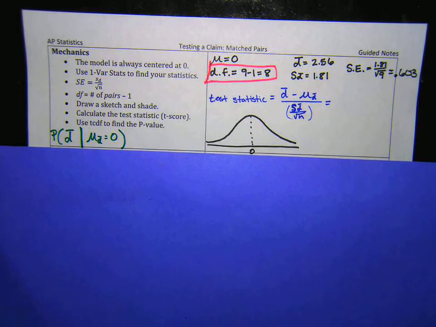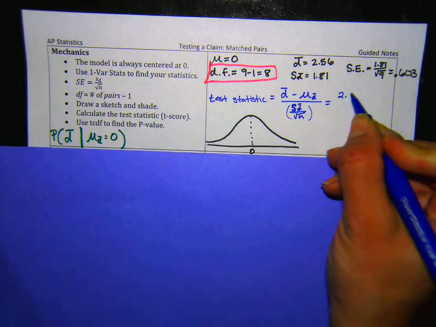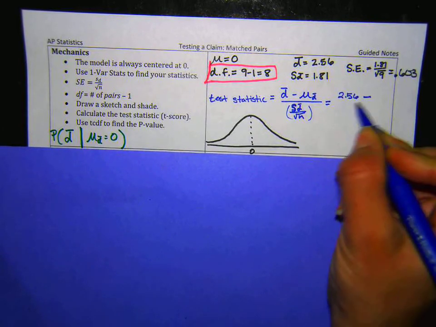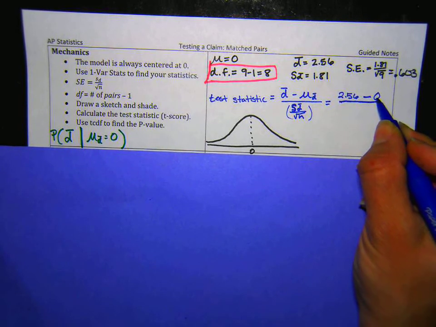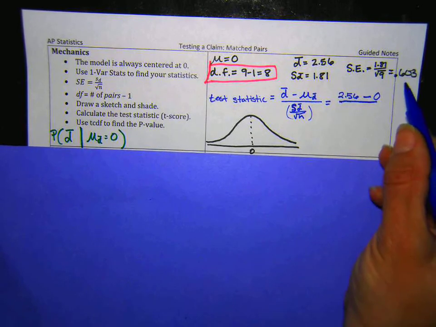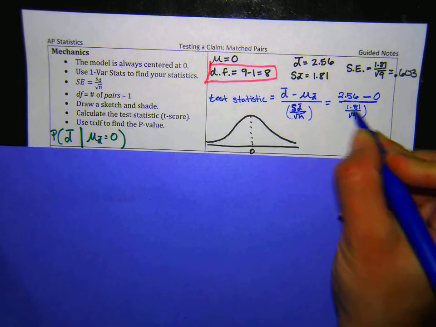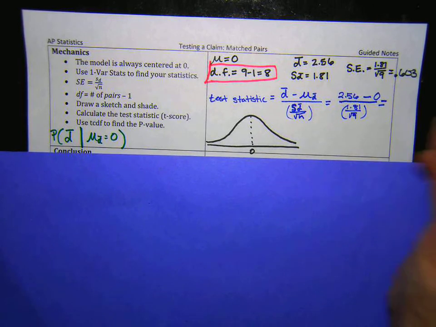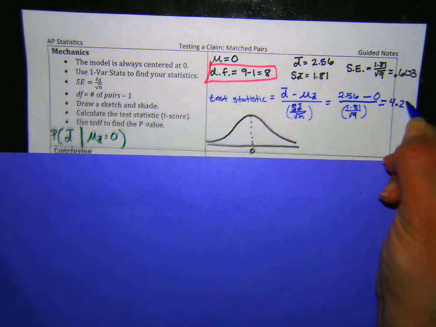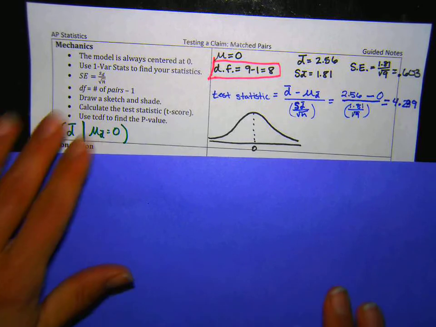Remember, we're working with a t-test. So what I can do is take all that information and put it into this formula. Statistic, 2.56, that's from our sample, minus the mean, which we believe to be 0 if there's no difference. That's the claim we made in the null hypothesis. Divided by our standard error, which is going to be this 1.81 divided by the square root of 9. And this gives us a test statistic of about 4.239. That is our t-test statistic, 4.239.